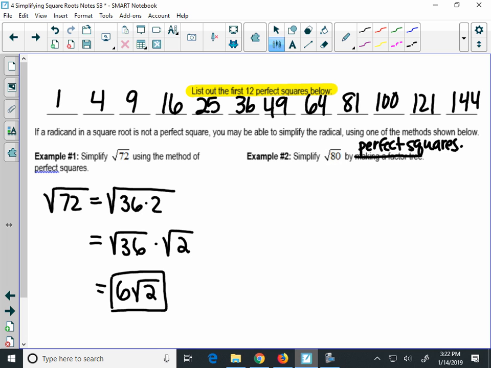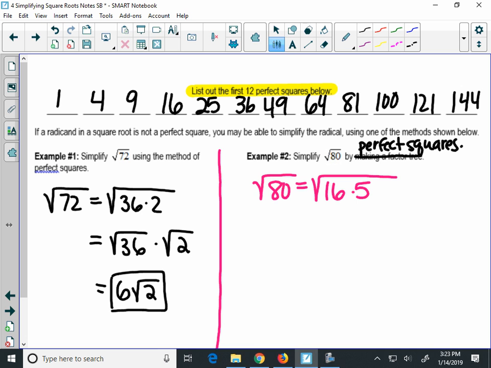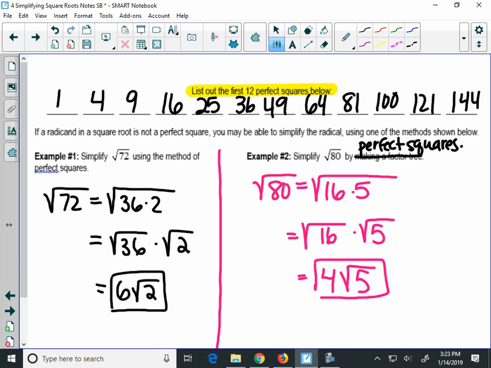All right, now let's try 80. We're going to use the same method, perfect squares here. The biggest number that goes into 80, you know 4 goes in, but actually there's a bigger number, and it's 16. So the square root of 80, we can rewrite as the square root of 16 times 5. Now I can break up that square root again to be the square root of 16 times the square root of 5. And 16 is a perfect square. That's equal to 4 times radical 5.